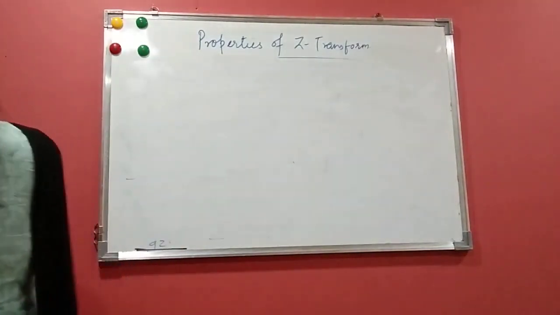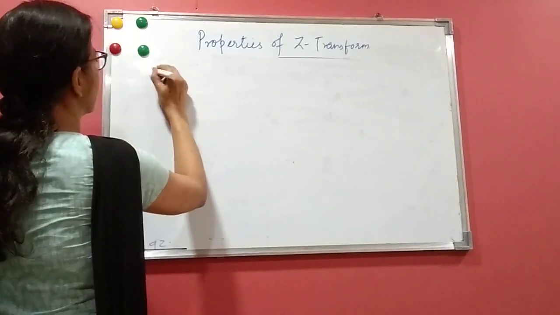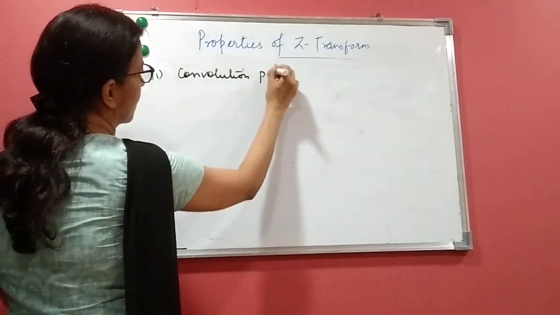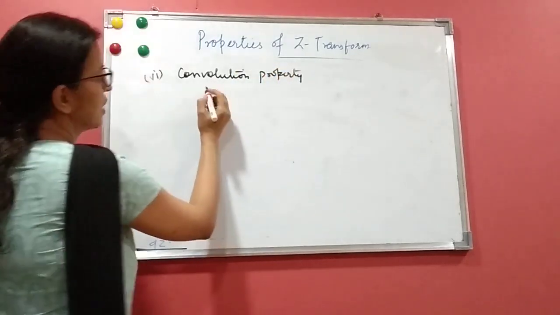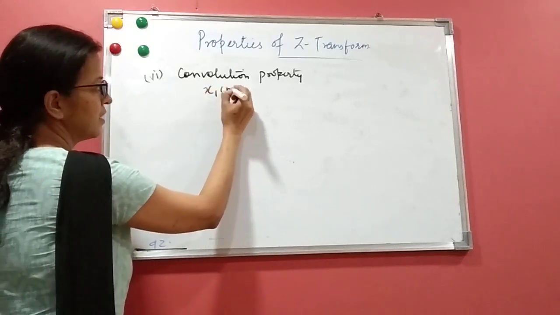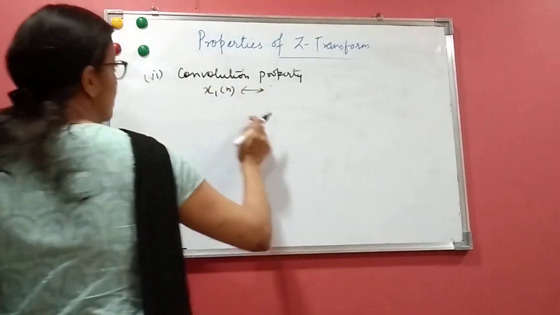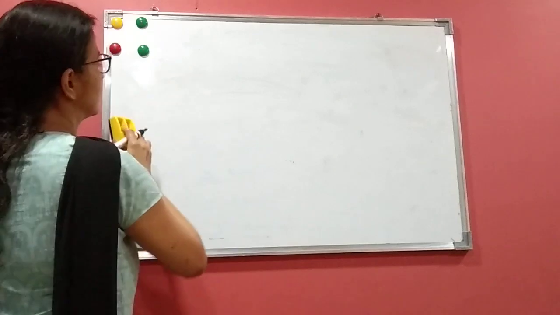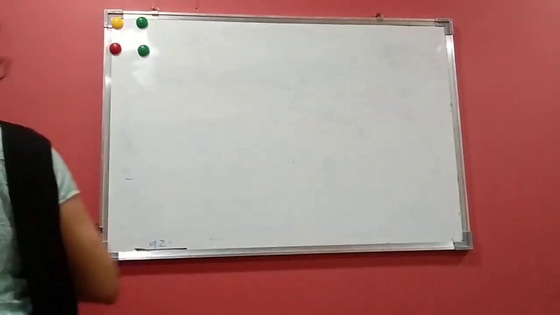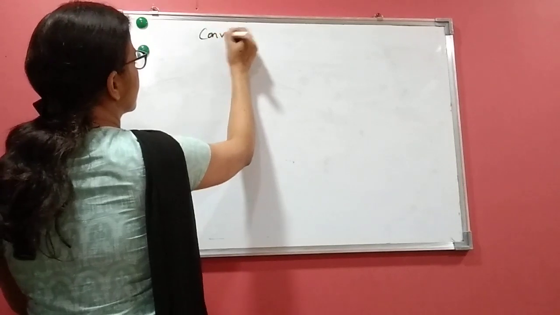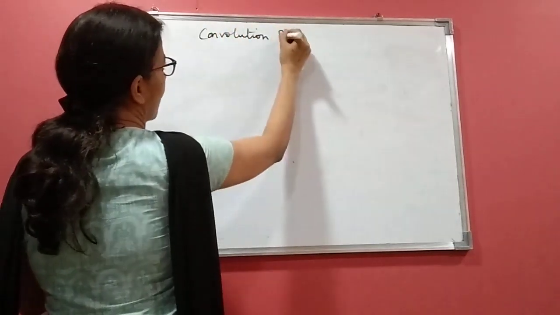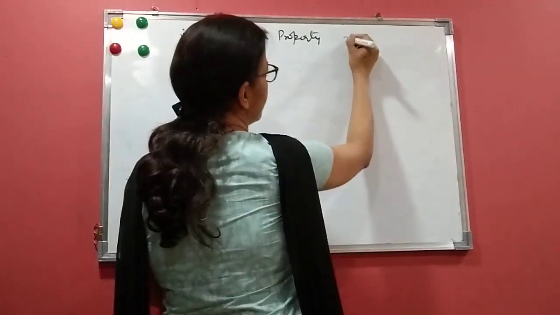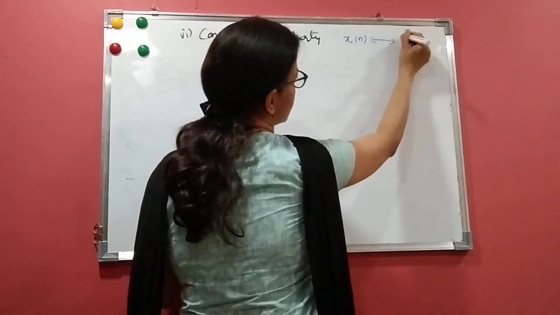The sixth property is the convolution property. Very important property. It states that x1 of n, the transform is x1 of z. We need space here, so I'll rub this. The sixth property we are doing. Okay, we need space here. I'll write here x1 of n, the transform is x1 of z.